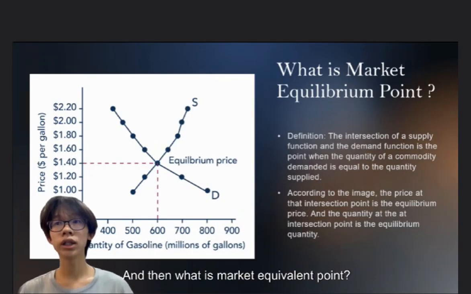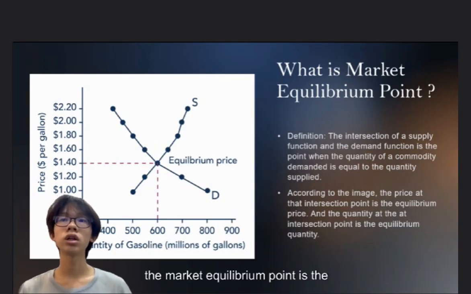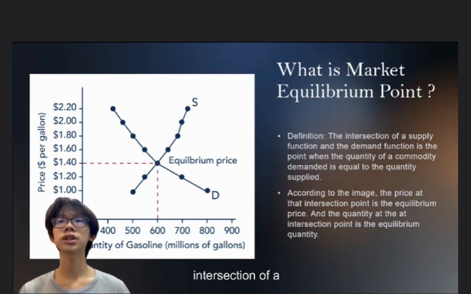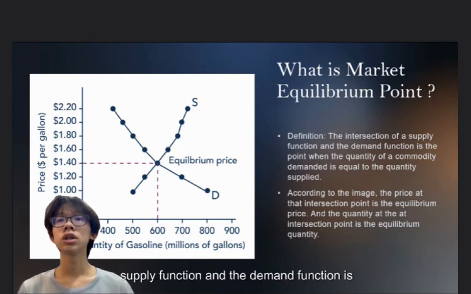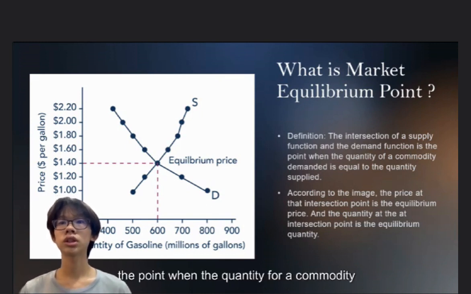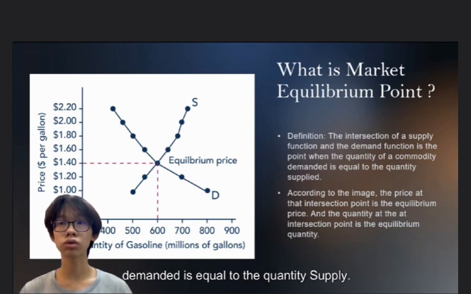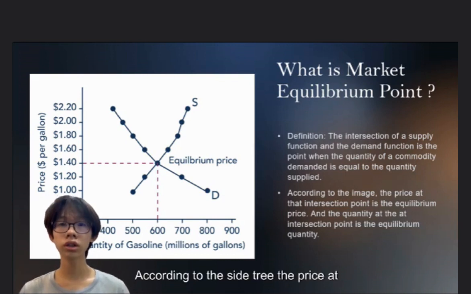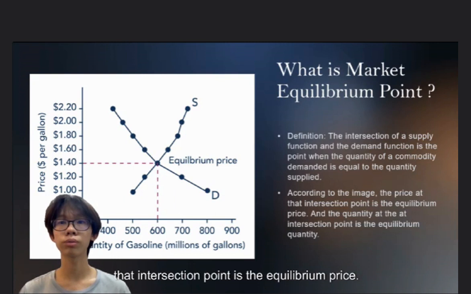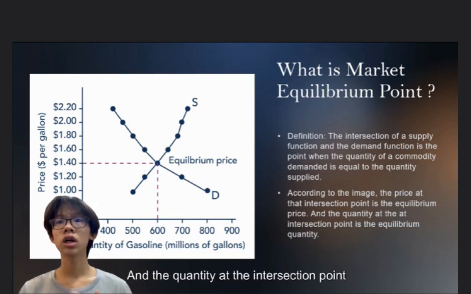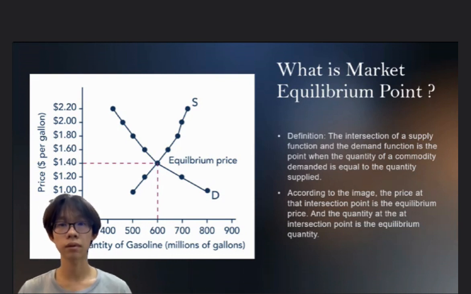What is the market equilibrium point? The market equilibrium point is the intersection of the supply function and the demand function. It is the point when the quantity of a commodity demanded is equal to the quantity supplied. The price at that intersection point is the equilibrium price, and the quantity at the intersection point is the equilibrium quantity.